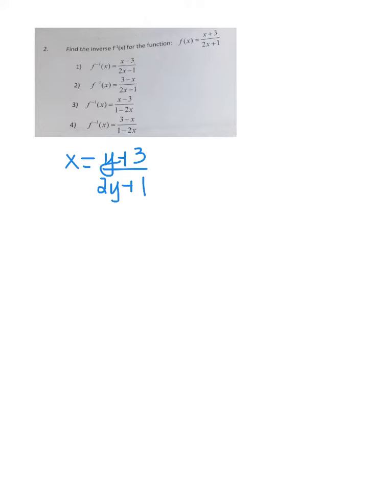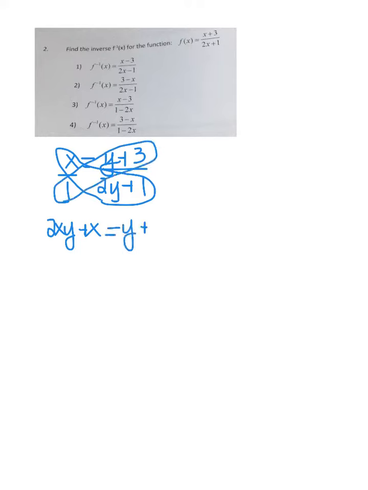Okay, so I've got two fractions set equal to each other. So I'm going to cross multiply this way, and let's see what I get. So I get 2xy plus x, and then I'm going to cross multiply this way, and that is going to give me y plus 3. All right, so the goal here is we want to find the inverse, right? Well, we did just switch the x and the y, so we did find the inverse.